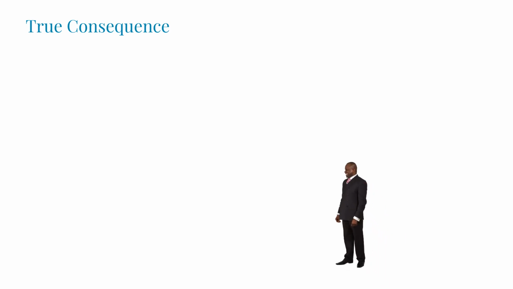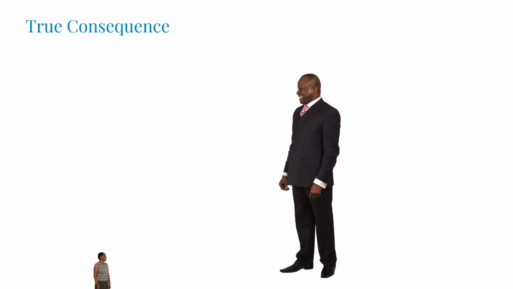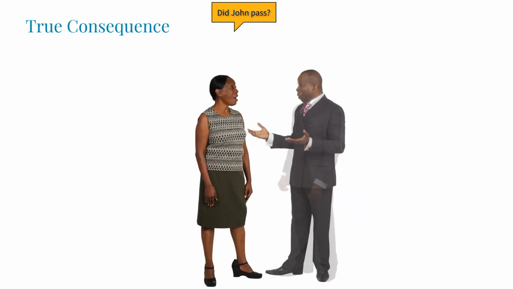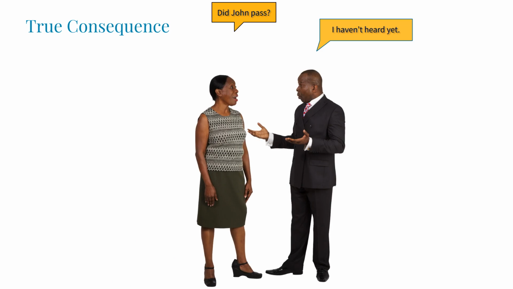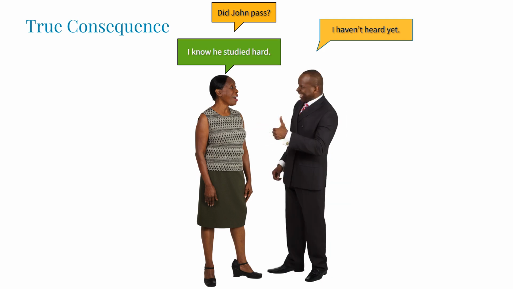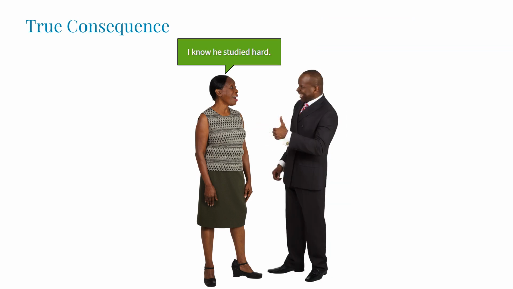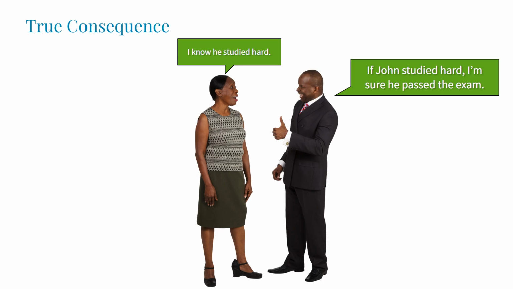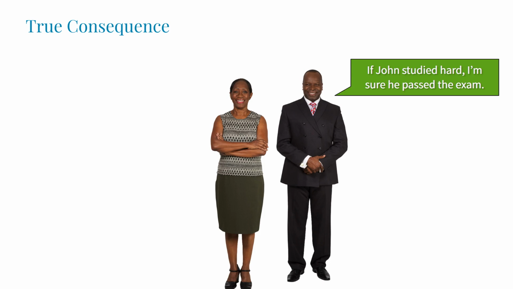Now imagine that it is the day after John's exam, and Mary asks you whether he passed. You have not heard whether John passed or failed the exam, but Mary tells you that he studied hard. In this case, you can say, if John studied hard, I'm sure he passed the exam. Because you and Mary both know that John studied hard, it is possible to replace if with since. Since John studied hard, I'm sure he passed the exam.